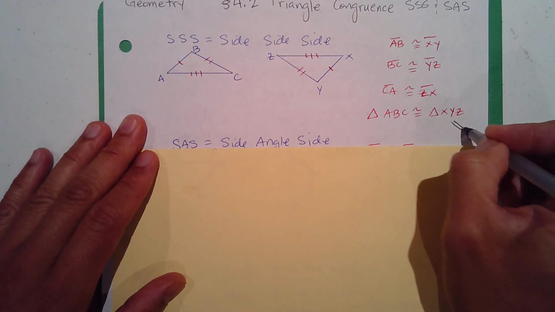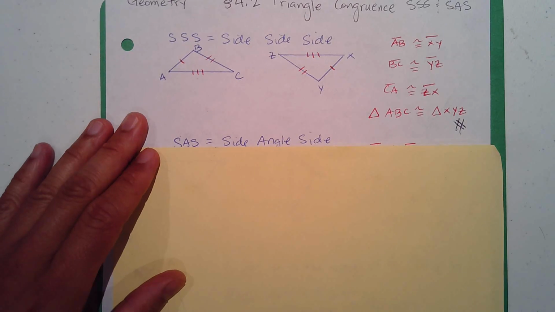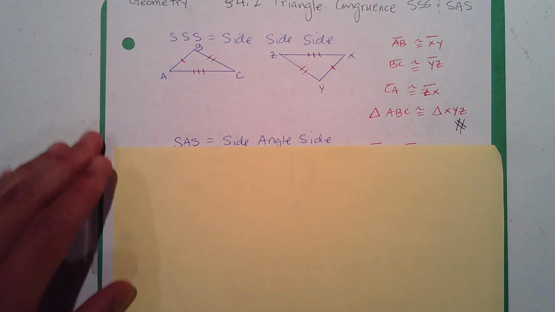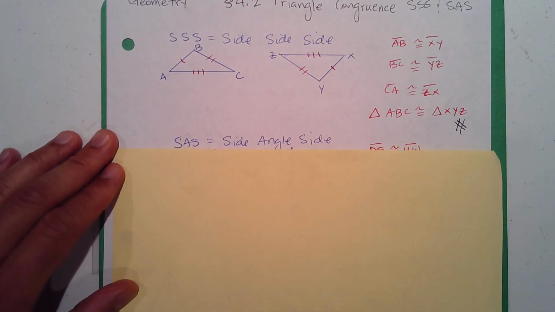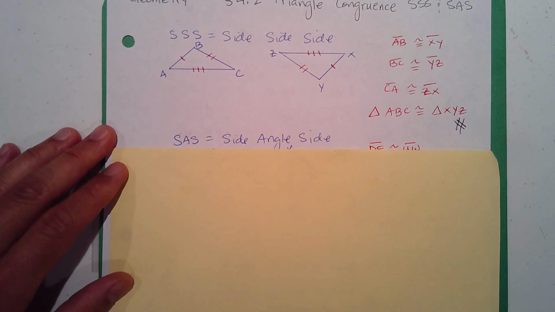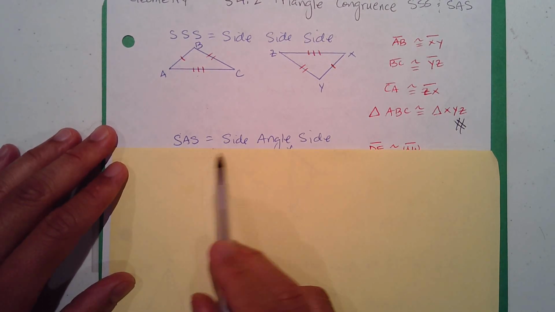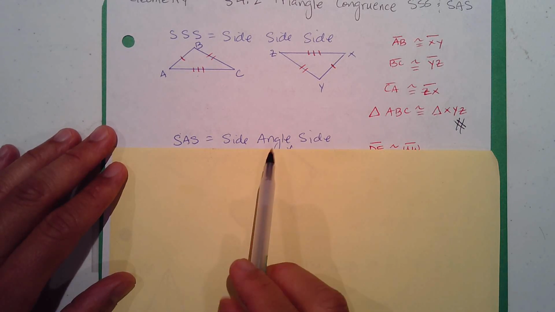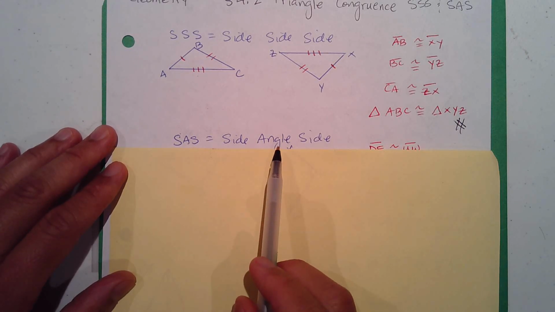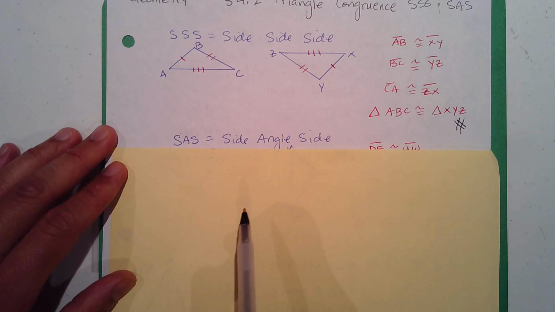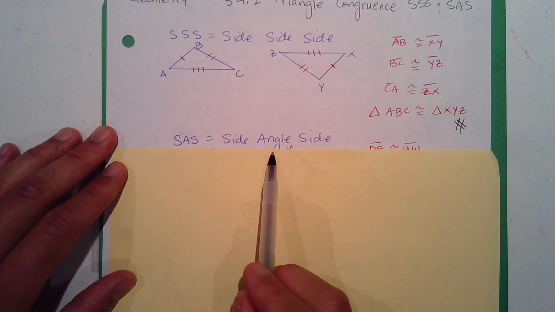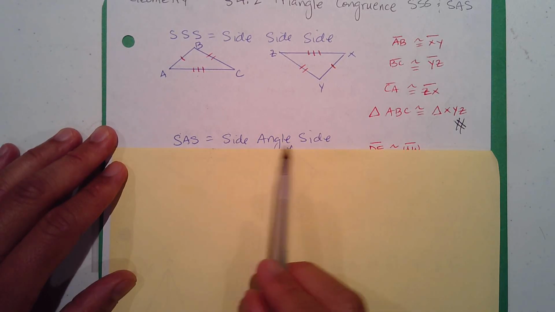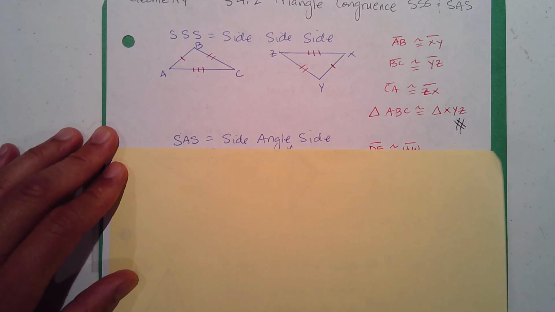And remember to put your proof sign that you're done. All right, next is SAS. SAS means side, angle, side. Now, it cannot be any angle. It has to be the included angle. Angle included means it has to be between the two sides that are congruent to each other.